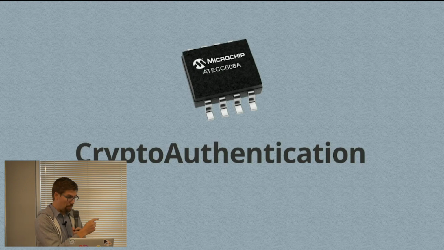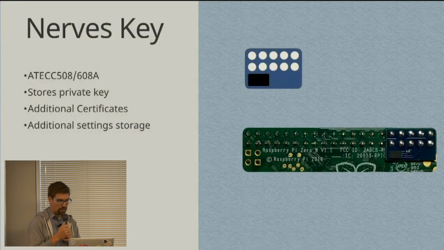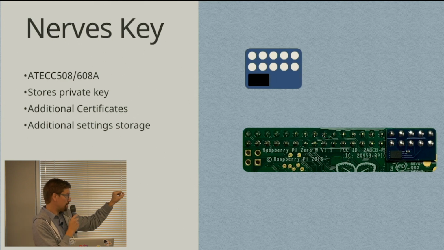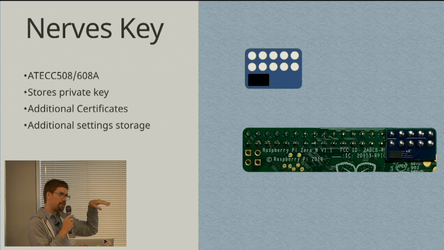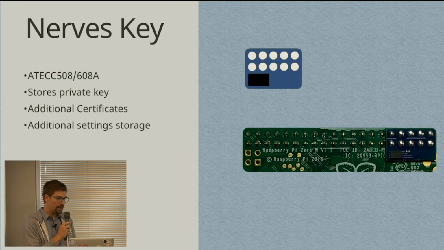So it's really important to use these devices. And because it's so important, Frank has done a lot of work over the last year to make it even easier for us to prototype with these by putting this chip onto an easy-to-use board called NervesKey. In addition to storing the private information, you can use this chip to store other things. There are slots in it, so you can store additional certificates and additional settings. You can just put a bunch of secure data into it.